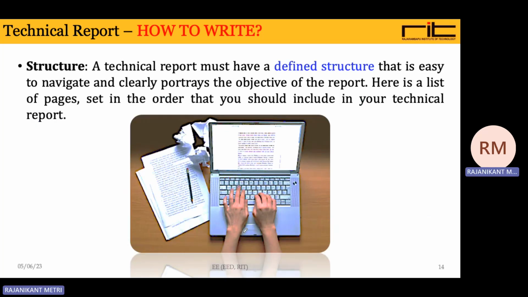Now, while writing, what kind of structure should it have? It must have a defined structure so that it is easy to navigate and portrays the objectives of that particular report. So here is the list of pages, set in the order that you should include in your technical report. Some structure, a list of pages, is given here, and you can always include those pages while preparing your technical report, and these are in general.